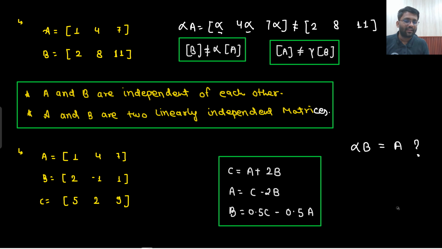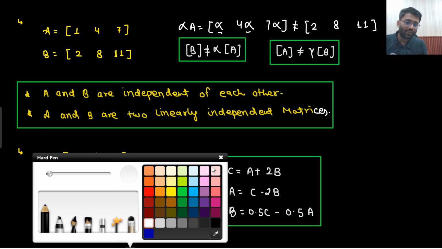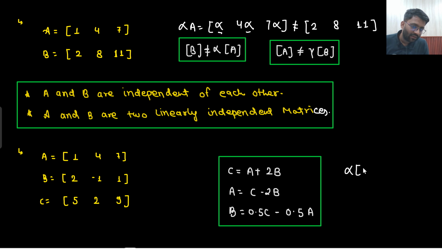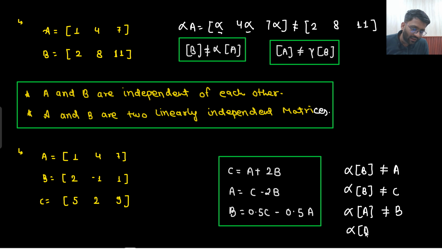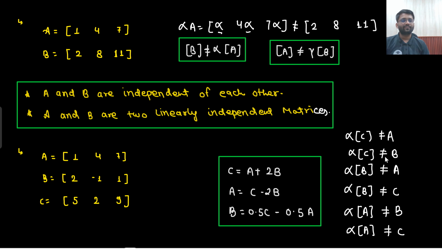So what I am saying is that with the help of only B, you cannot write down matrix A, or with the help of only B, you cannot write down matrix C, or with the help of only A, you cannot write down matrix B. With the help of only A, you cannot write down matrix C. With the help of only C, you cannot write down matrix A, or with the help of only C, you cannot write down matrix B.